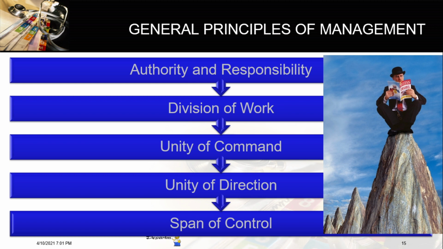Unity of direction. One head and one plan for a group of activities with the same objectives. All activities which have the same objective must be directed by one manager, and he must use one plan. This is called the unity of direction.